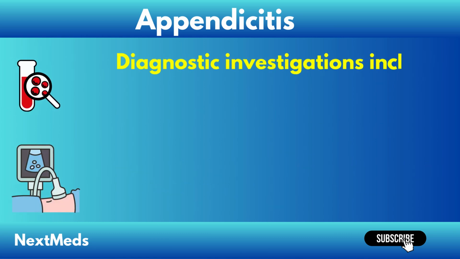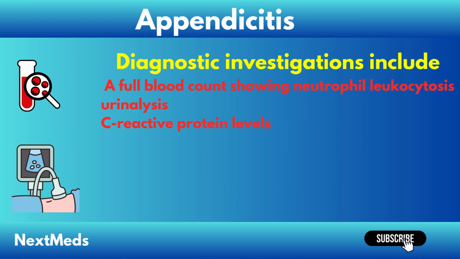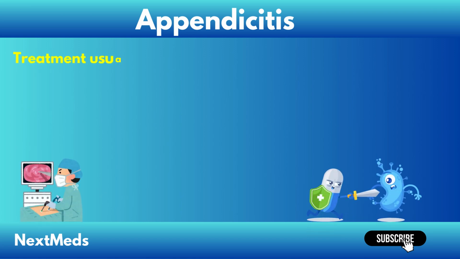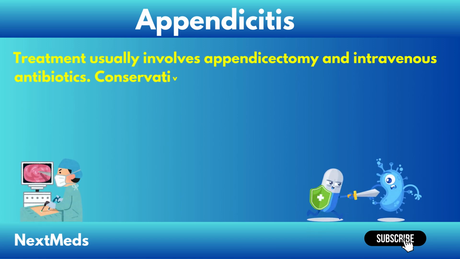Diagnostic investigations include a full blood count showing neutrophil leukocytosis, urinalysis, C-reactive protein levels, ultrasound, contrast CT scan, and urine beta HCG in females of childbearing age. Treatment usually involves appendectomy and intravenous antibiotics.